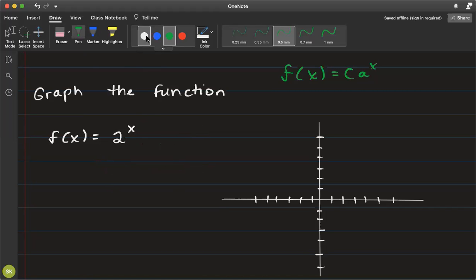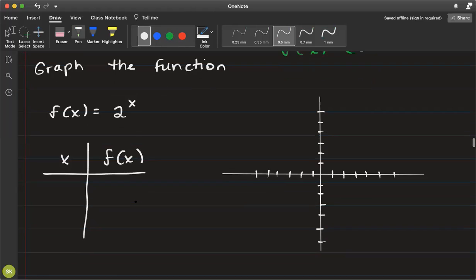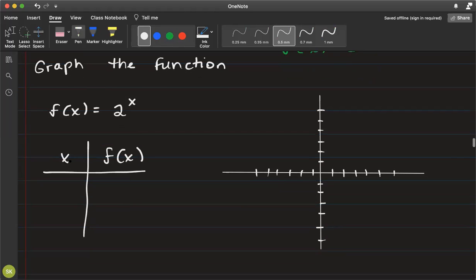So if we want to graph something and we have no idea of what the graph looks like, the first thing you want to do is just plot some points. So we're going to plug in some x values and see what we get when we plug them into the function. Then this will be your x, this will be your y, and you can just plot the point. So let's start with something easy. Let's plug in 0. Then we get 2 to the 0, which we said is going to be equal to 1. So let's plot a point at (0, 1).